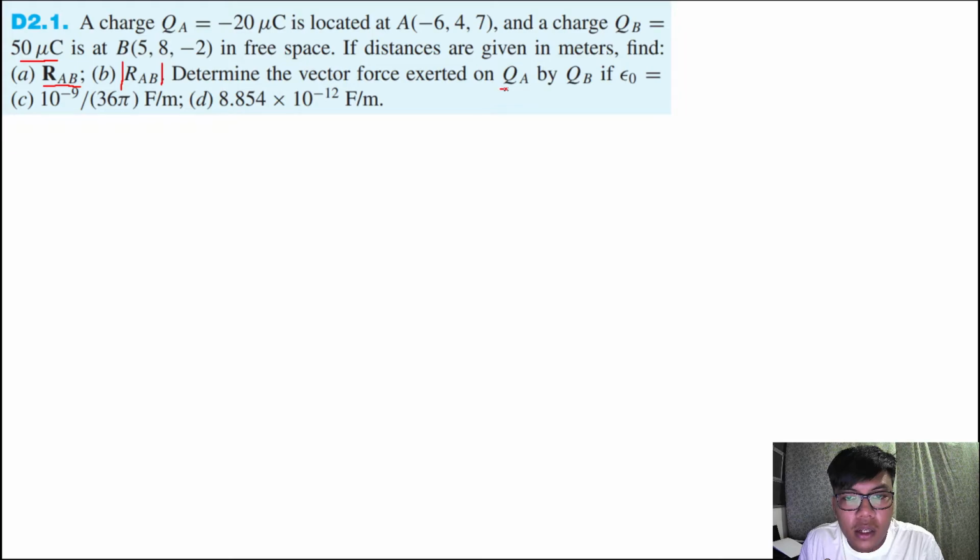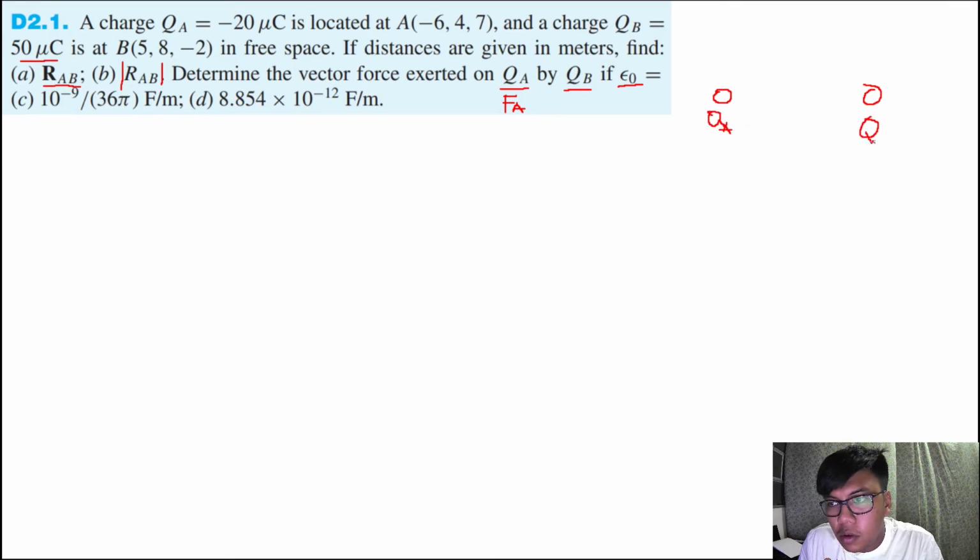Okay, pansinin na si QA ay ine-exert-an ng force ni QB. Therefore, ang nahanap natin is force on A. If the permittivity is 10 raised to negative 9 over 36 pi and D is 8.854 times 10 raised to negative 12 farad per meter. So, mayroon tayong dalawang charges ngayon.